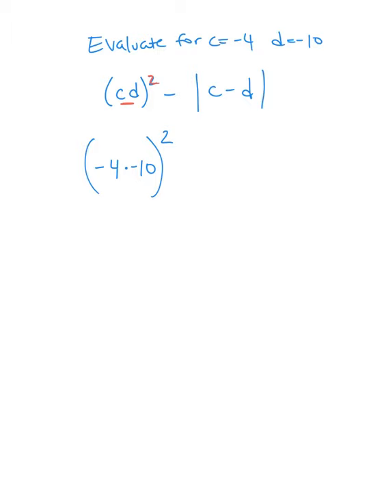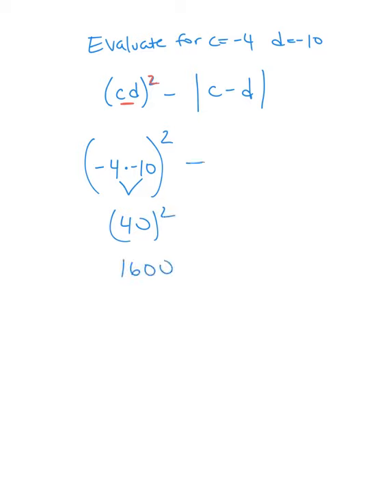The reason I'm switching to the dot for multiplication is because I have parentheses already, and I don't want to get confused with too many parentheses. So it's very important that you recognize that this is saying that the answer of -4 times -10 is being squared. That's why the parentheses are there. So this is really 40, positive 40 squared, which is 1600.